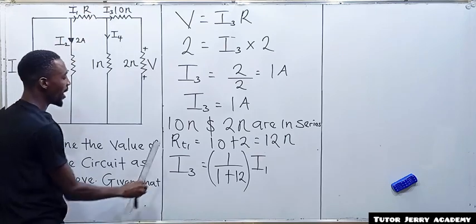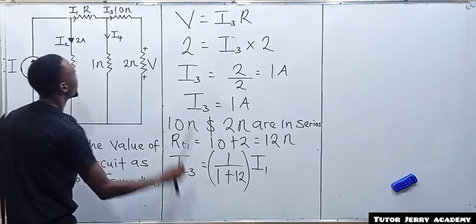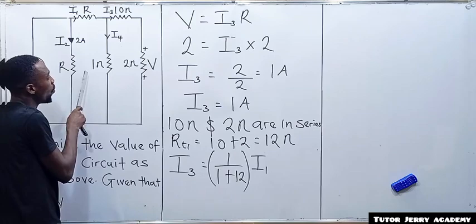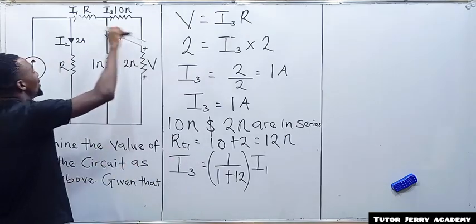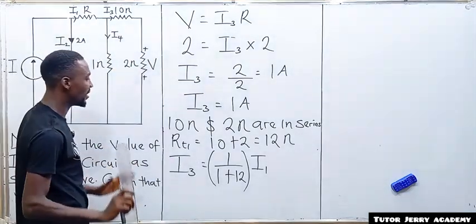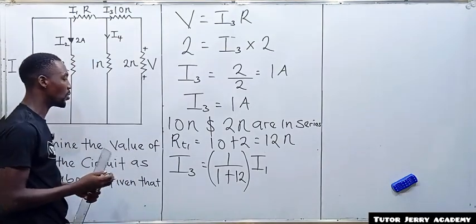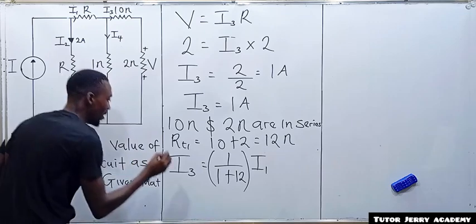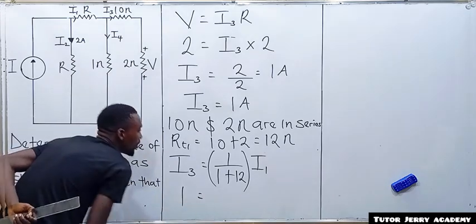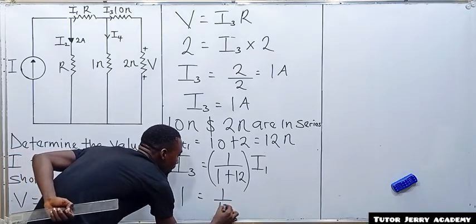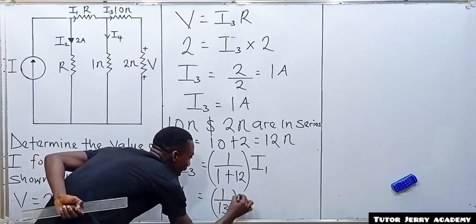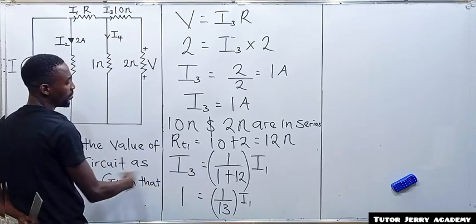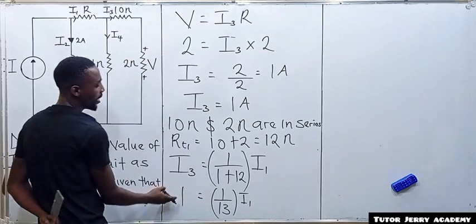Is that clear? That is why we now say I3 is equal to what? 1 all over 1 plus 12 multiplied by I1. I hope we understand this clearly. All right, so we can make substitution now. I3 is 1. So let's say 1 is equal to 1 all over 13 multiplied by what? I1. So if you cross multiply, 13 multiplied by 1 is 13.